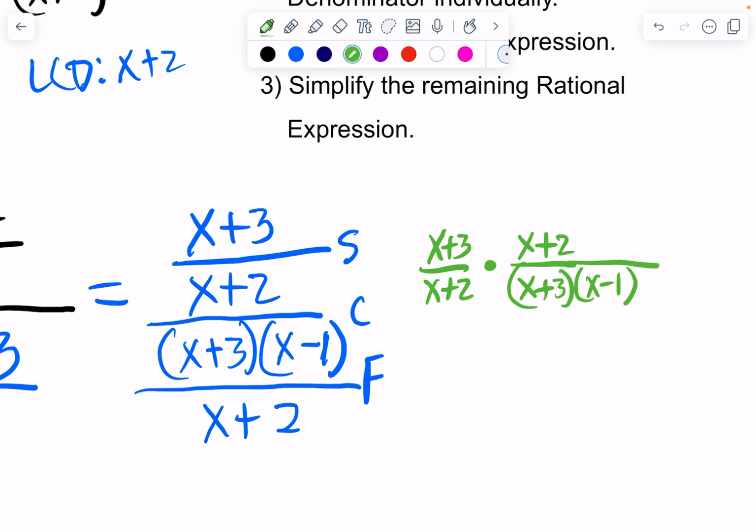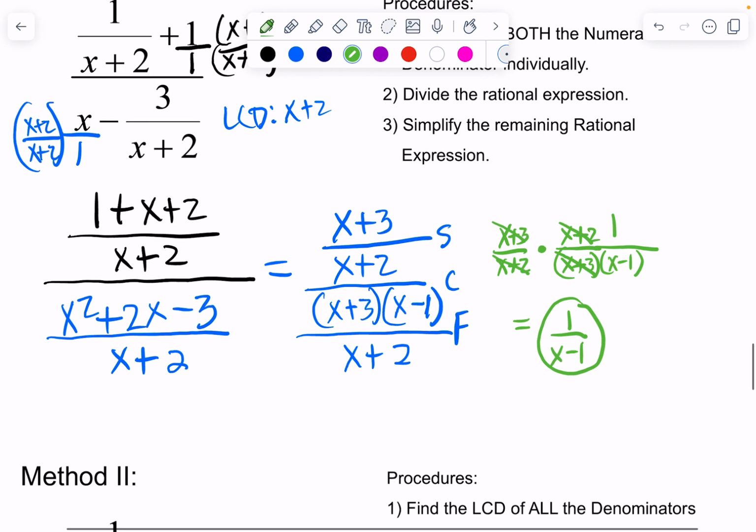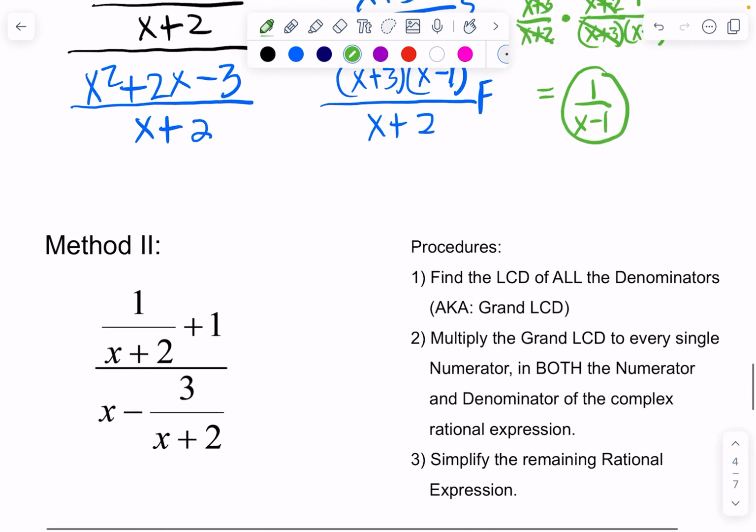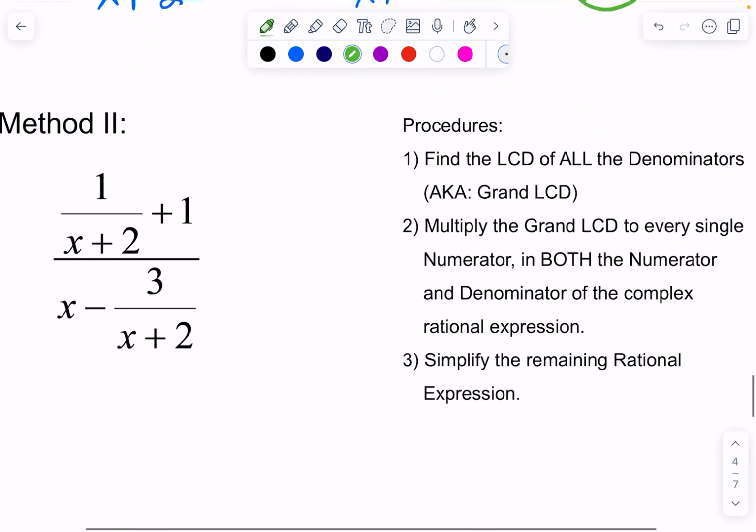And then my x plus 3 in the numerator cancels out with x plus 3 in the denominator. My x plus 2 in the denominator cancels out with my x plus 2 in the numerator, leaving me with 1 over x minus 1. All right, perfect. Now, let's go try this with method 2.